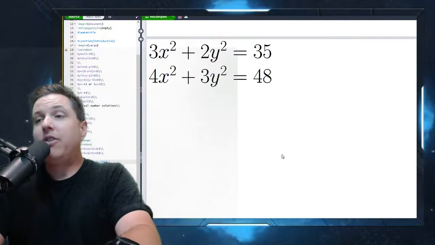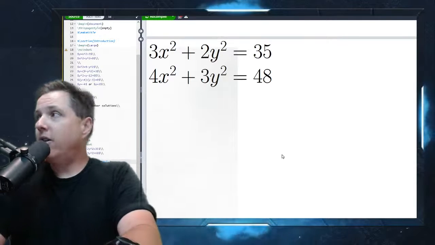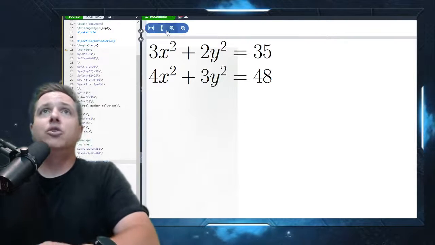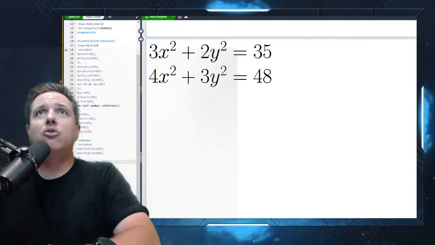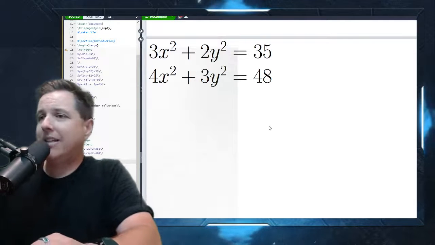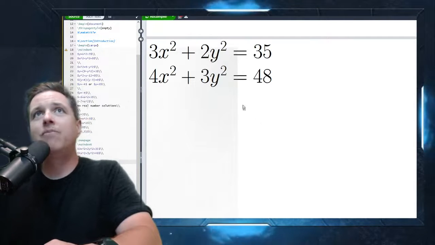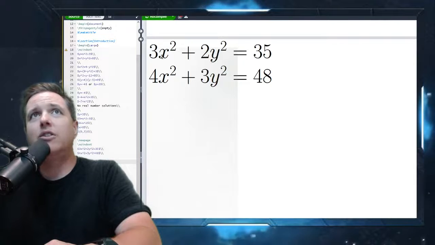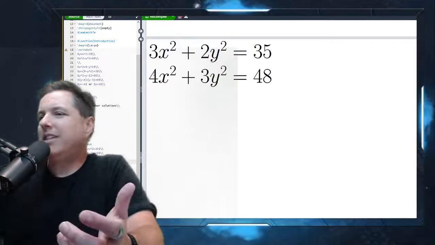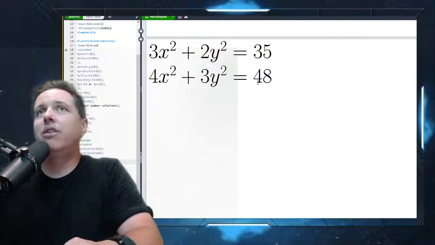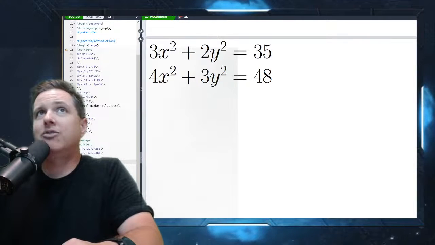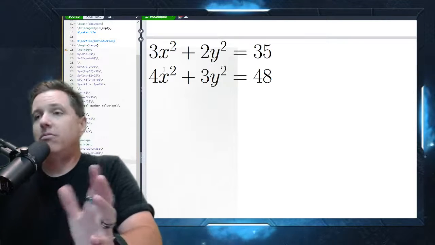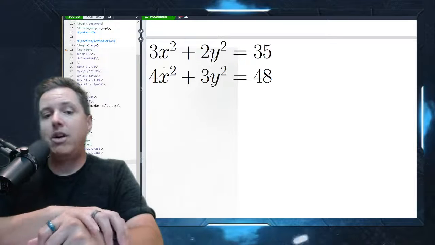For the elimination method, our goal is to get some variables to cancel out. I either want my x squareds to cancel or my y squareds to cancel. It doesn't really matter which one you pick. I'm going with getting my y squareds to cancel just because 2 and 3 are smaller than 3 and 4, and I think it's going to be a little bit easier to deal with. But if you wanted to cancel the x squareds out, that would totally work. It's a perfectly legitimate way of doing the problem.